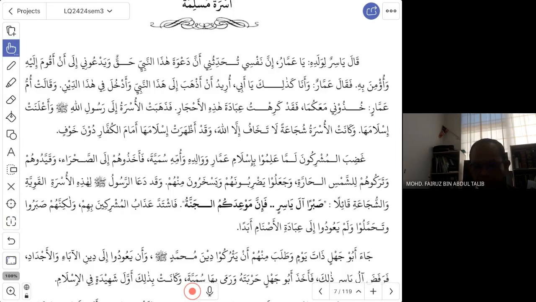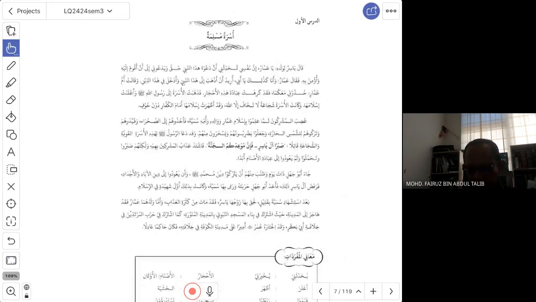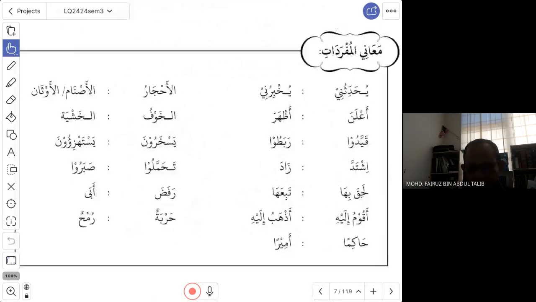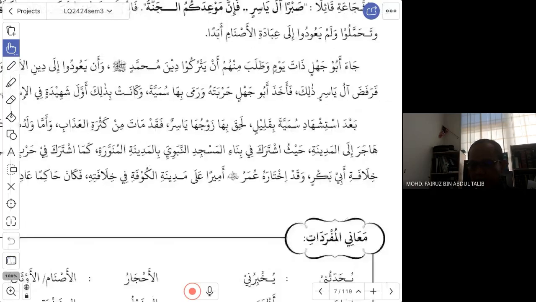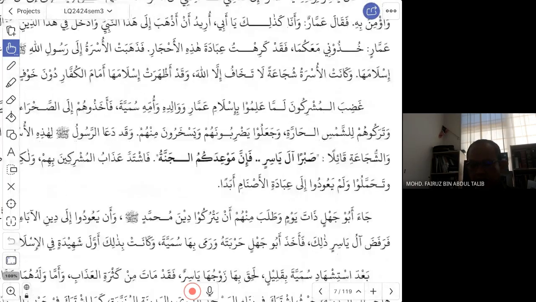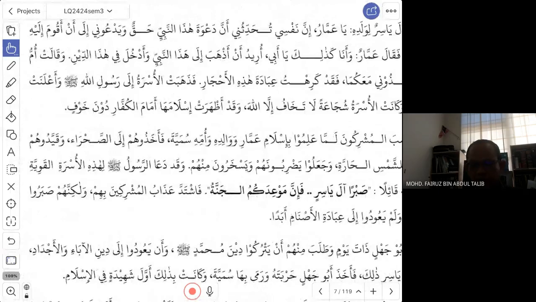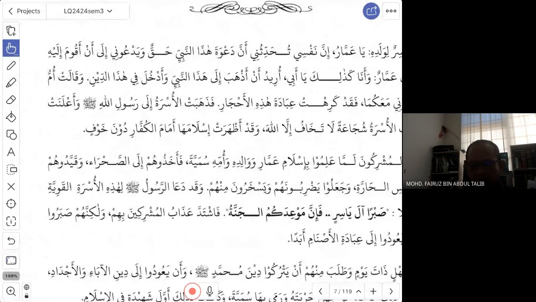If you look at the next page, you will see a list of vocabulary. I put it here. The synonym of the word yuhaddis is yukhbiru, to tell me. Yuhaddisuni, to tell me. So here it means inna nafsi yuhaddisuni. Indeed, my soul has told me, anna da'wata hadha nabiyyi haqqun, that the da'wah, the mission of this nabi, of this prophet, is the truth, is haqq. Okay, that is the first sentence.